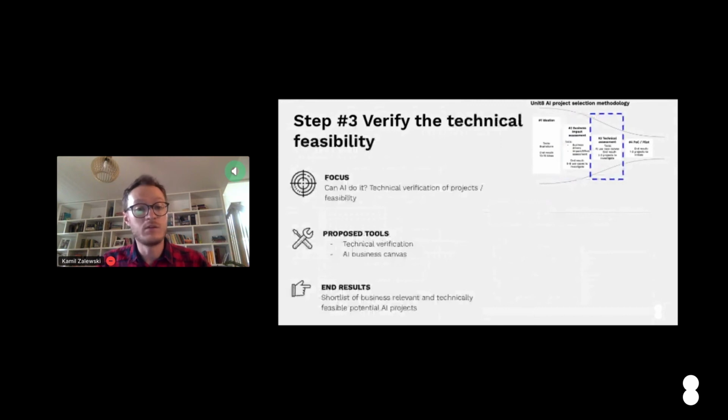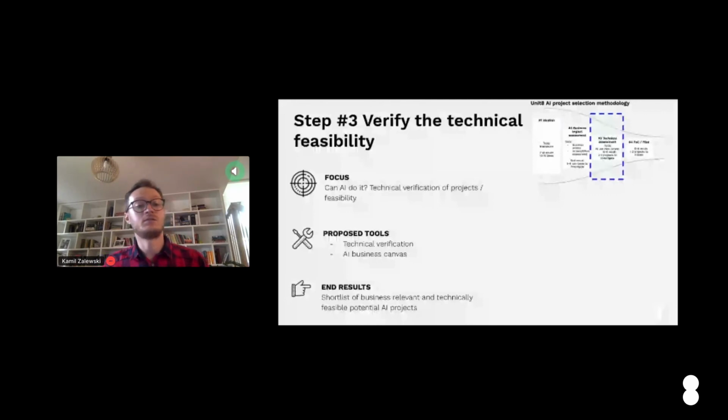So step 3, the technical verification. We're trying to answer the question, can AI deliver? Can AI do the project that you intended to do? And in here, again, we try to use several tools that help us assess that. And by the end of this particular round, you should really have 1 or 2 projects that will go into the proof of concepts or the pilots.